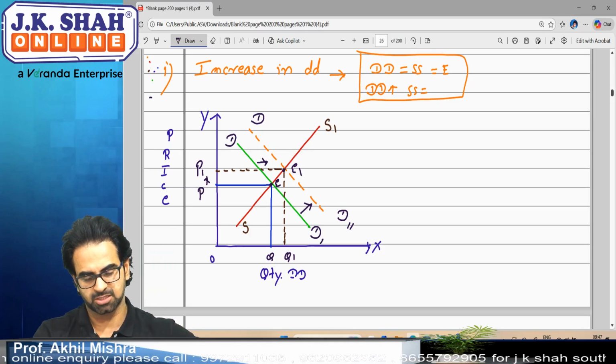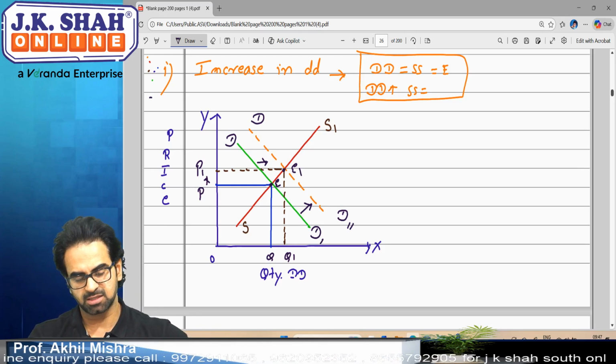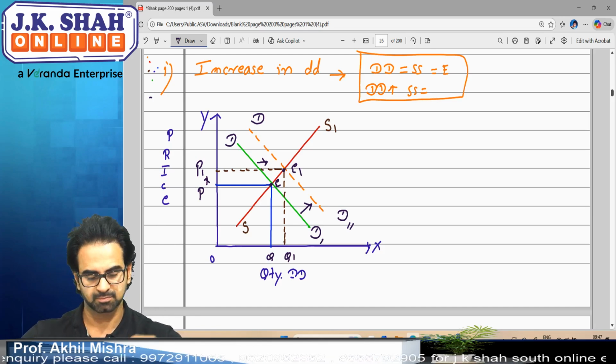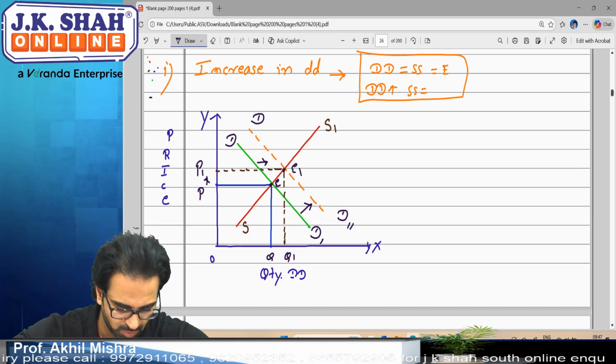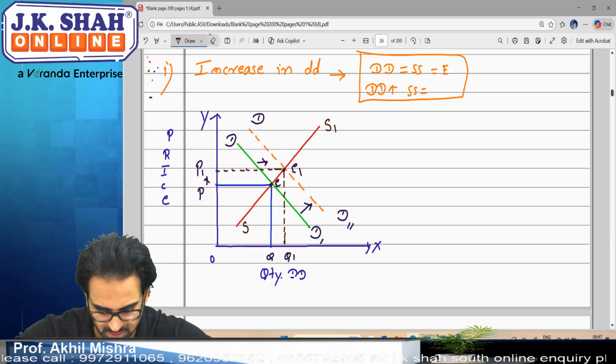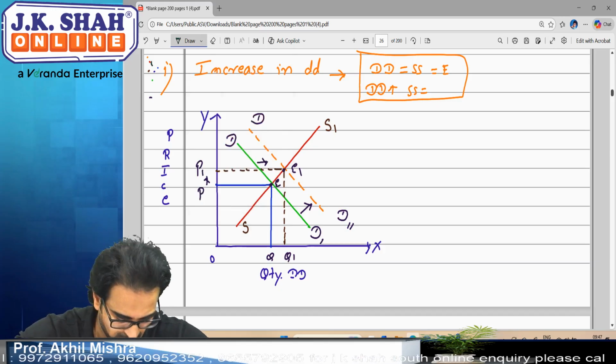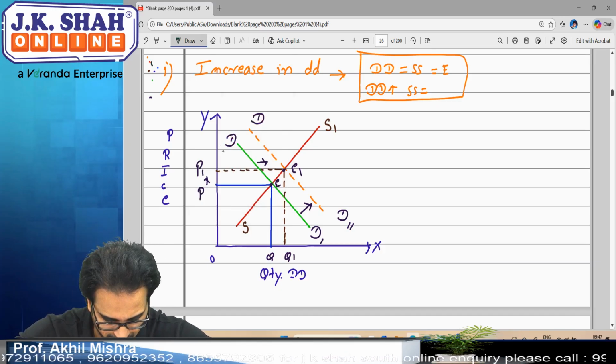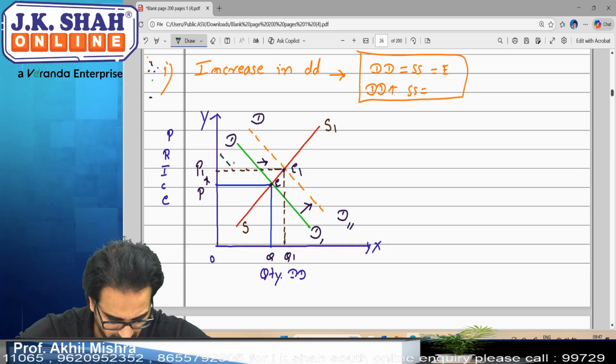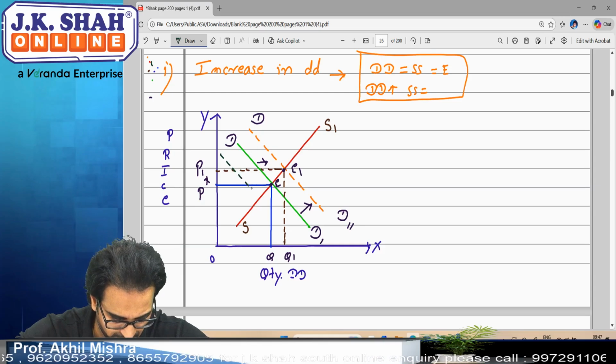Then next, after increase in demand, this is decrease in demand. So you can just draw one line here and demand will decrease. Let me take this one. You can make a separate one also. You can do it in the same diagram.